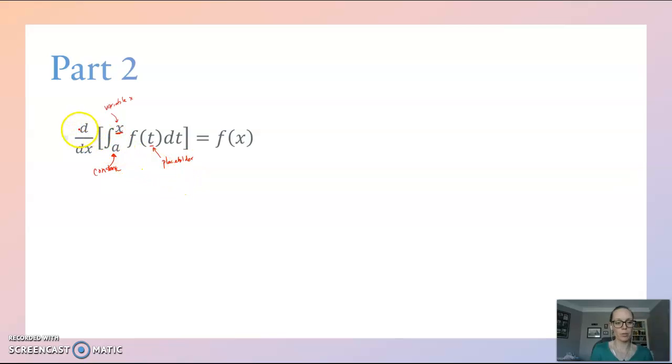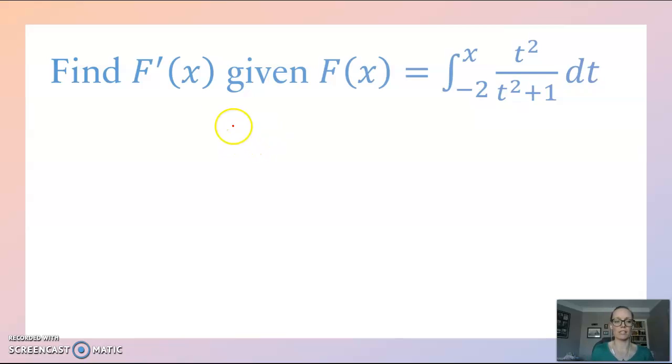So essentially what you're doing with part 2 is the derivative and the integral cancel each other out, and then the variable in the upper bound is what you use inside of the function. So if you have the integral of a function and you derive that, then all you're left with is just the function itself. So let's take a look at a couple of examples here. This is asking us to find the derivative of f of x, and f of x is defined for us as the integral from -2 to x of t squared divided by t squared plus 1.